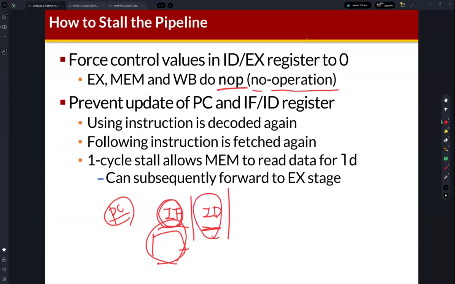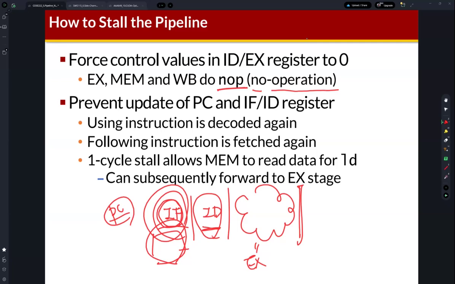So the two instructions stay in the instruction fetch stage and the instruction ID stage, and then the bubble is generated for the EX stage. So we can make all control signals of the EX stage zero, right? And then the previous instructions, like the load instruction and the instruction before it, are propagated in the memory stage and then the write back stage.